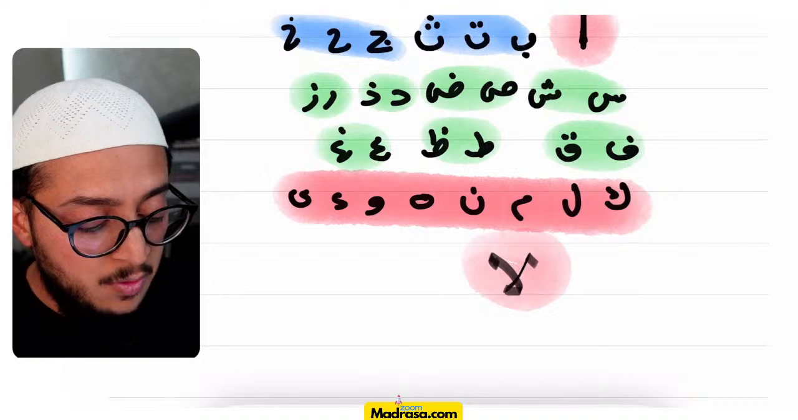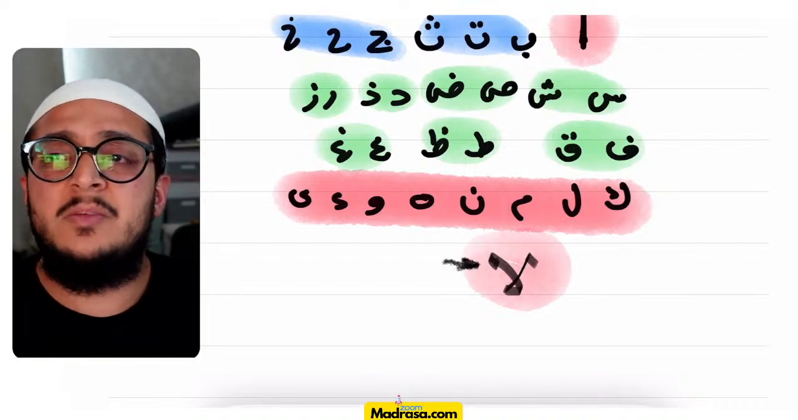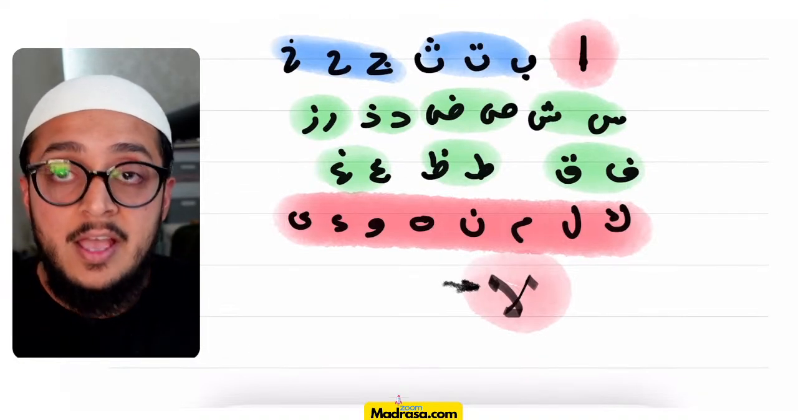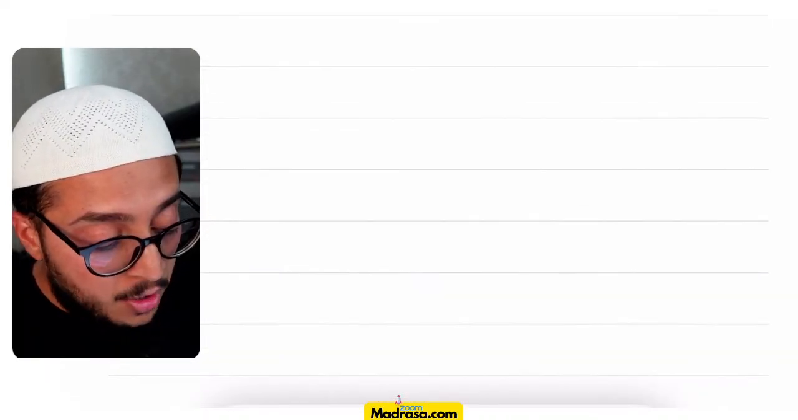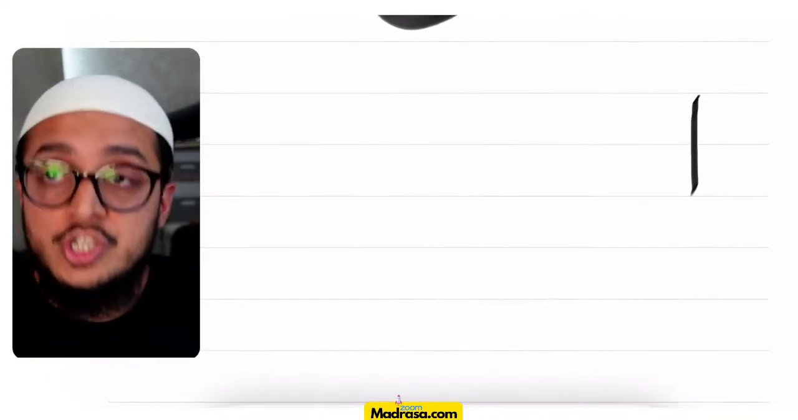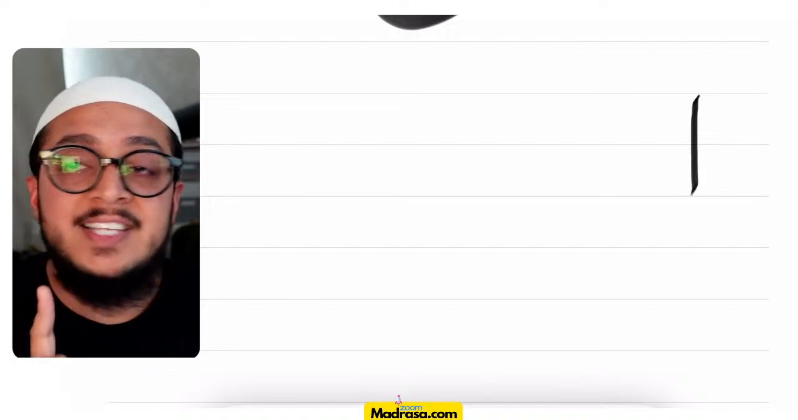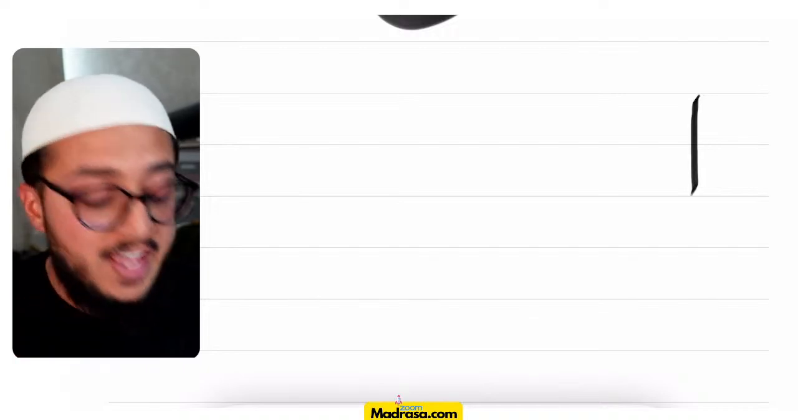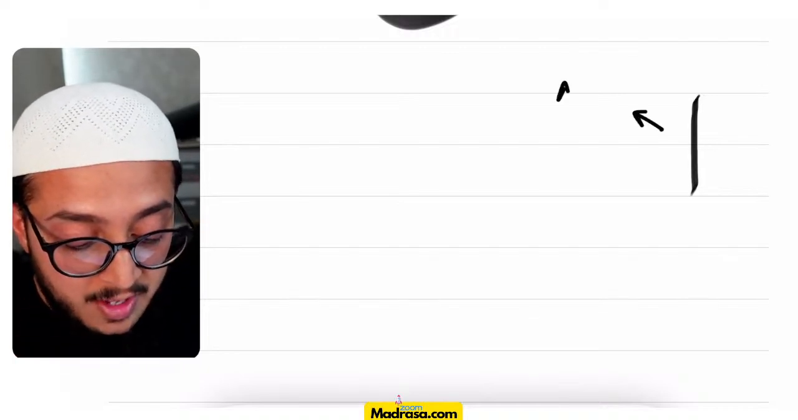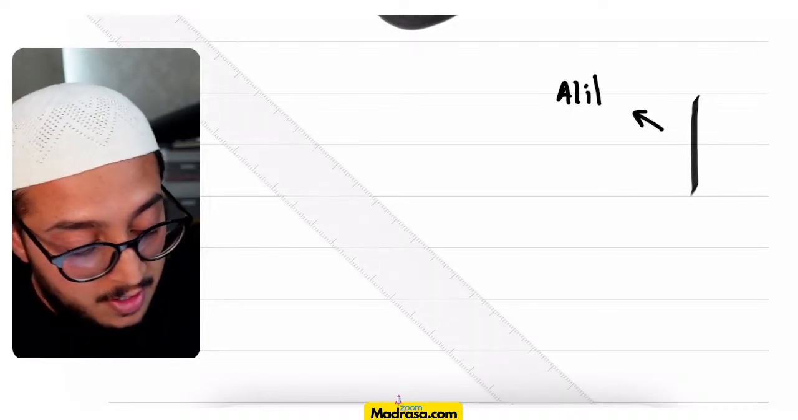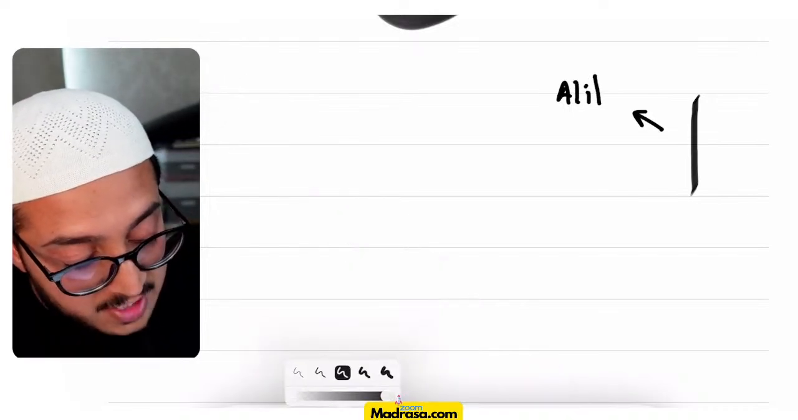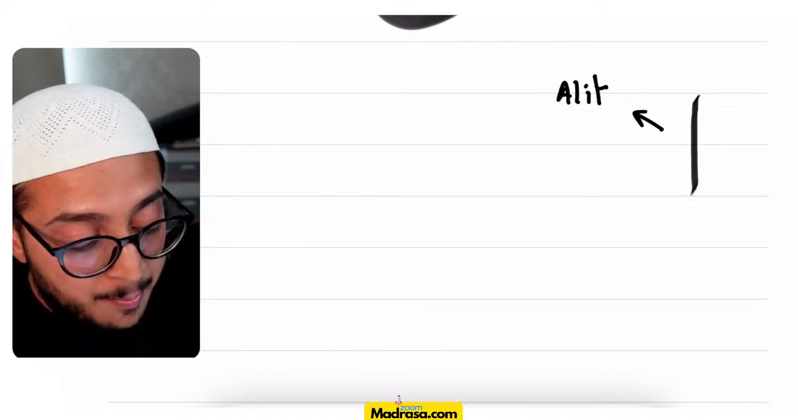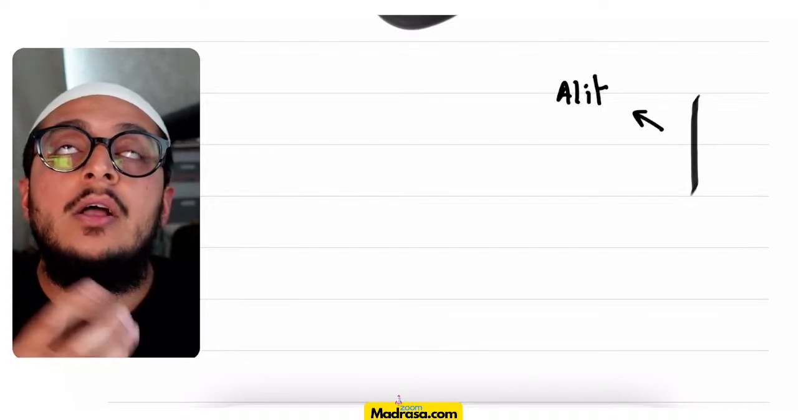And everyone says, why did they add this in the qaida? What's the point of this? I'll tell you why. Because they want you to learn the pronunciation of alif. Guys, alif is not pronounced as alif. Alif can be pronounced in two ways. We either pronounce it as alif, or alif is pronounced as a prolonged sound.